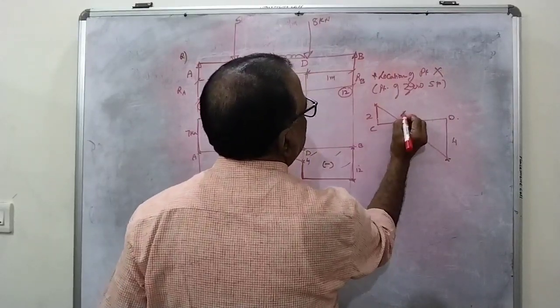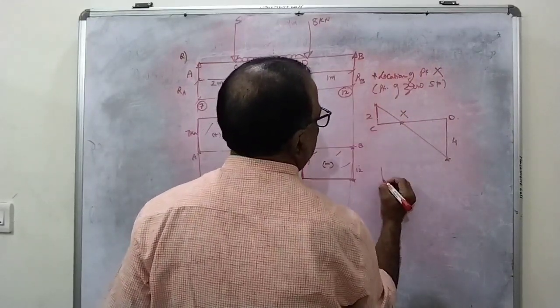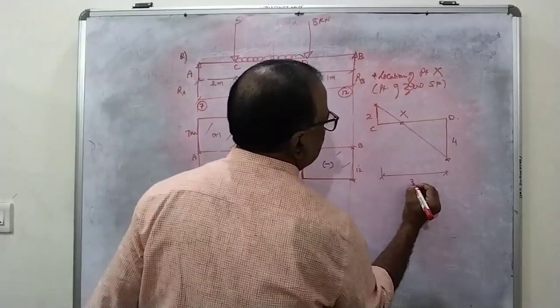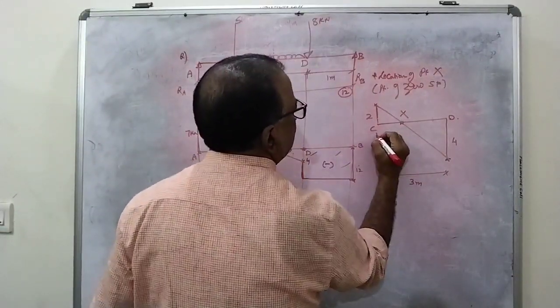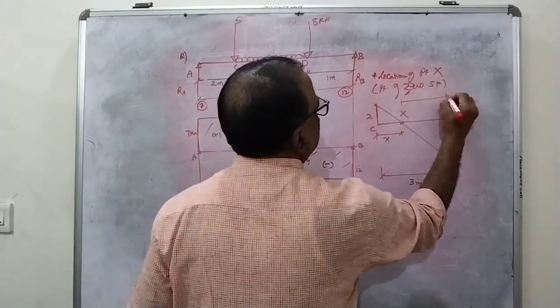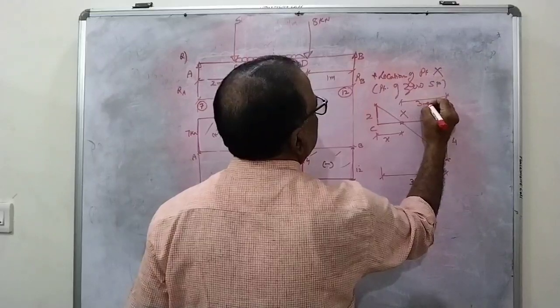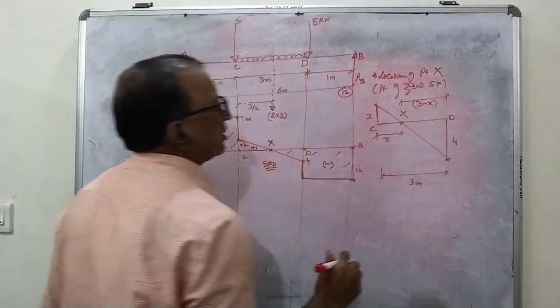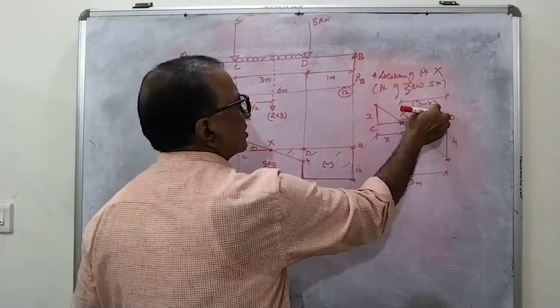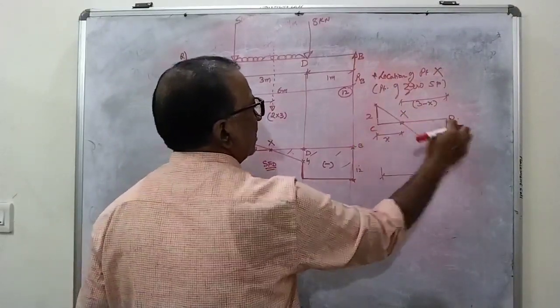This is the point X. Now, what is the total distance between these two? Total distance between C and D is 3 meters. If I name this as X, this remaining distance will be 3 minus X. So the base of this small triangle is X and the base of the bigger triangle is 3 minus X. So base by height is equal to base by height.